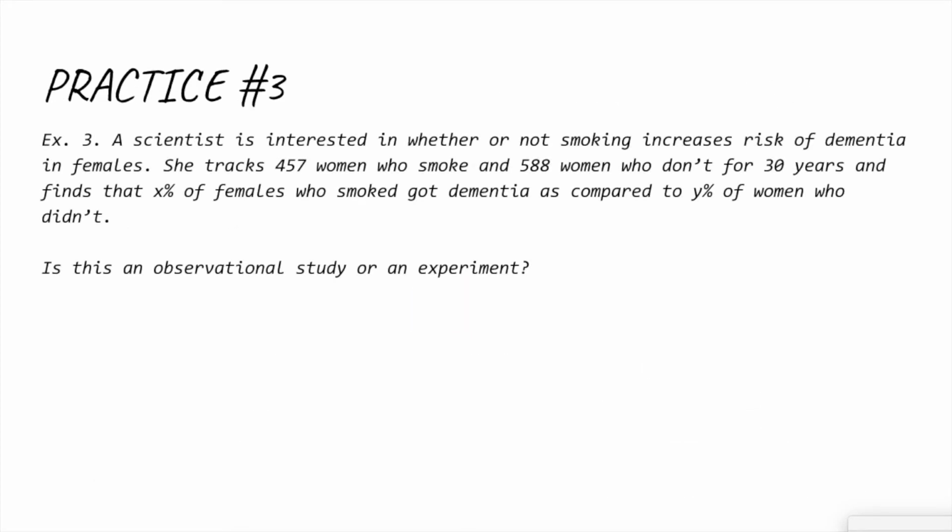Here's another example scenario. Is it an observational study or an experiment? This is an observational study because no treatments are being imposed. This is an adequate explanation for the AP exam. Even though there is a group of people who smoke and a group of people who don't, the scientist is not assigning these treatments in any way. She is simply observing some people who do and some people who don't. This is a common mistake, but this is actually not an experiment.